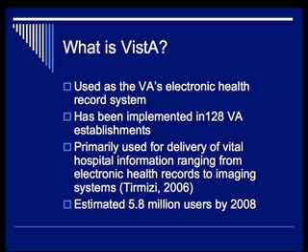VISTA is an IT program that is used as the VA's electronic health record system, which has been implemented in 128 VA establishments. It is primarily used for the delivery of vital hospital information, including data such as EHRs and imaging systems. It is estimated that by 2008, there will be 5.8 million participants in the VISTA system.